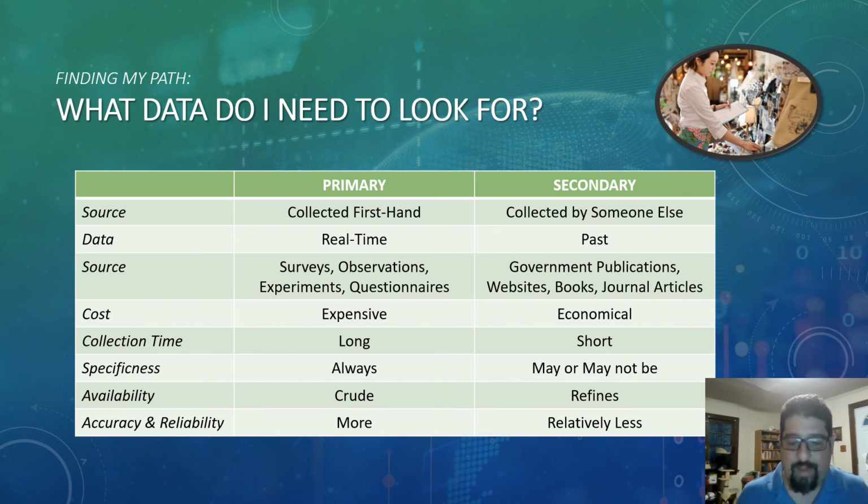They're either real-time or they're dealing with past data. They're either surveys or observations and experiments or questionnaires that we conduct, or they're publications from government websites, government publications, published journal articles, and various books.